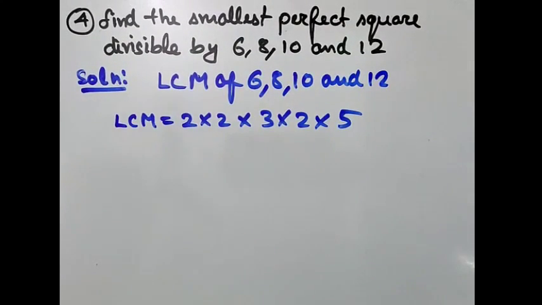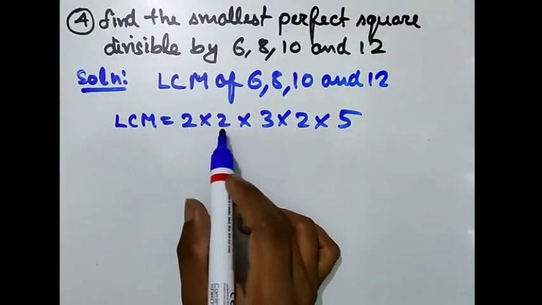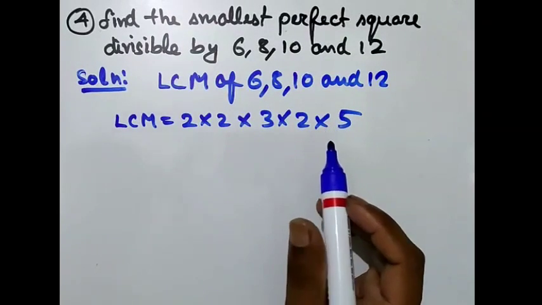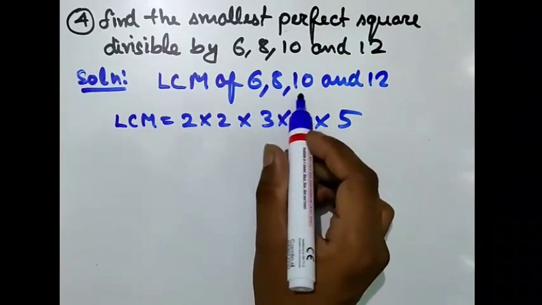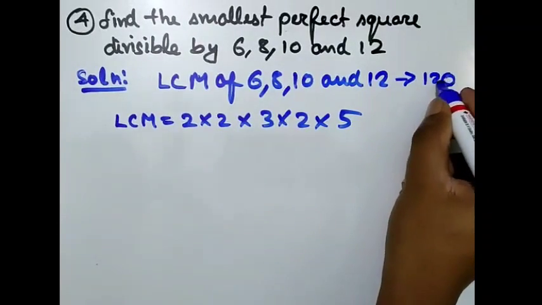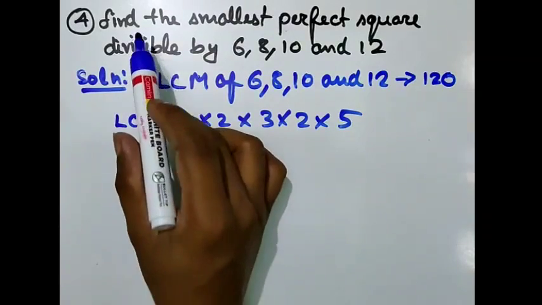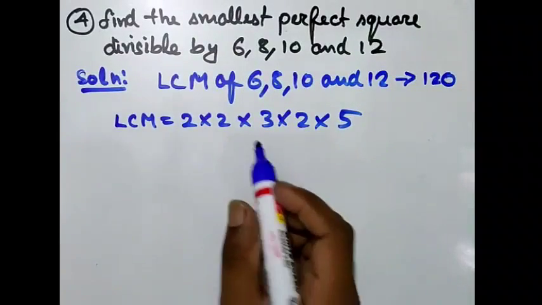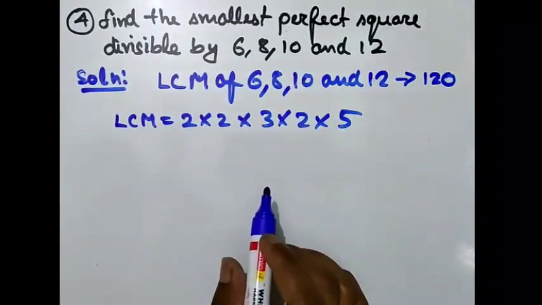Now we have found out the LCM, right? So if I multiply this, 2 twos are 4, 4 twos are 8, 8 times 3 is 24... 3 fives are 15, and 8 fifteens are 120. So 120 is the LCM. So LCM of 6, 8, 10 and 12 is 120. But they have not asked for the LCM. They have asked for the smallest perfect square number that is divisible by all these numbers. So with the help of these factors only we'll be able to find the smallest perfect square.